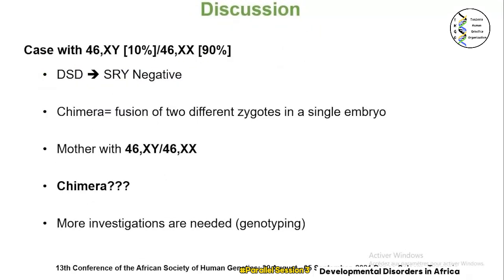In fact, it's a patient with a karyotype 46,XY/46,XX that we have considered as a chimera. The patient was referred to the lab because of sexual ambiguity. So we did the karyotype, and then the screening of the SRY gene came out negative. The chimera is the fusion of 2 different zygotes in a single embryo. But for our patient, we found that her mother has the same karyotype. So the question is, can we still talk about chimera? More investigations are needed, such as genotyping.